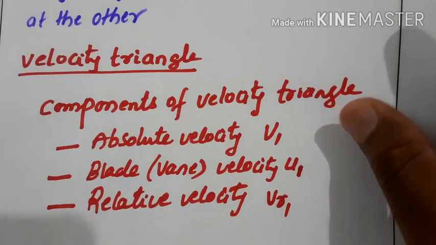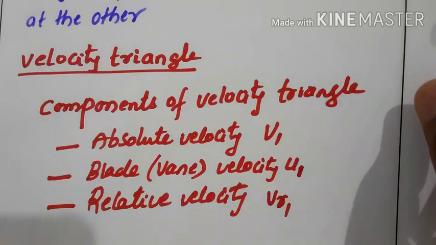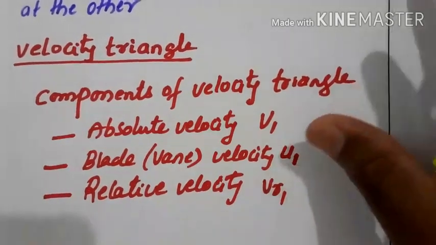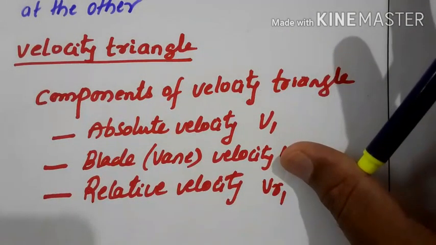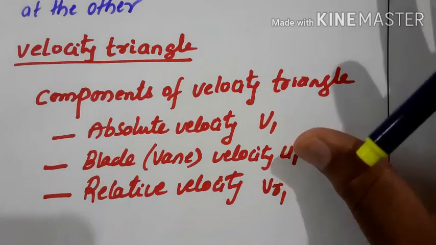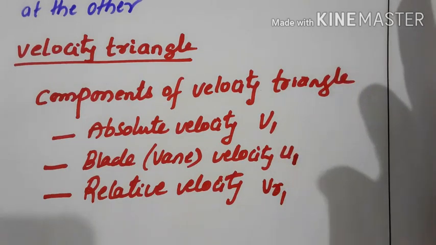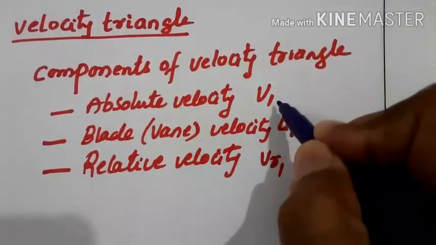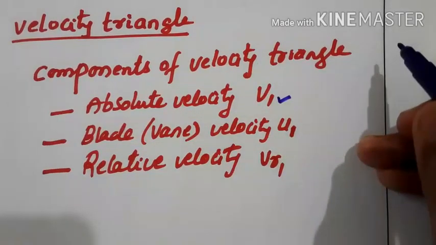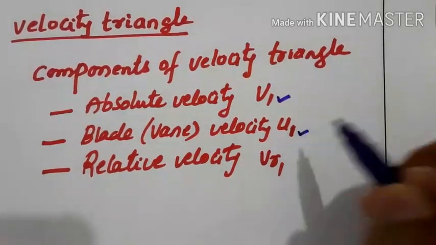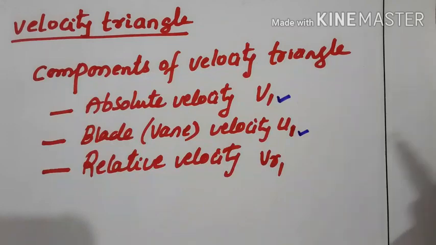The vector nature of velocity is utilized in these velocity triangles, and the most basic form of velocity triangle consists of the absolute velocity v1, the blade velocity u1, and the relative velocity vr1.